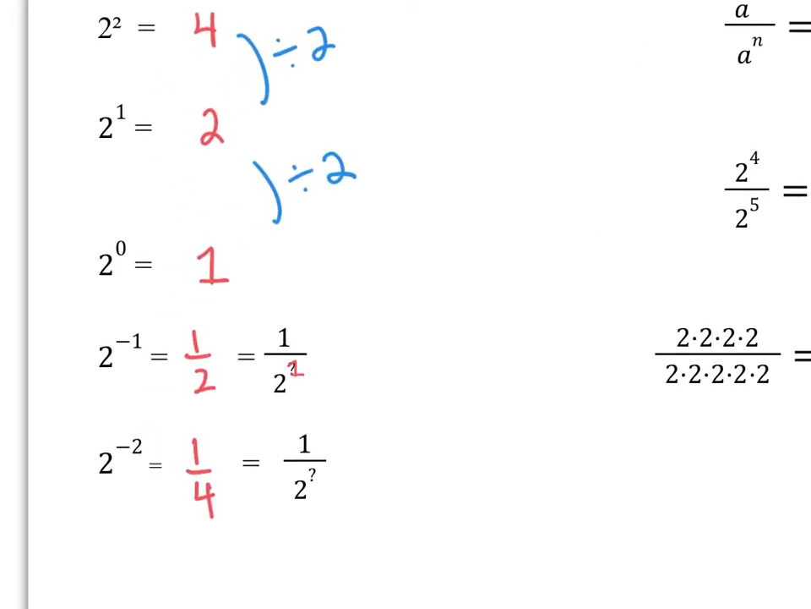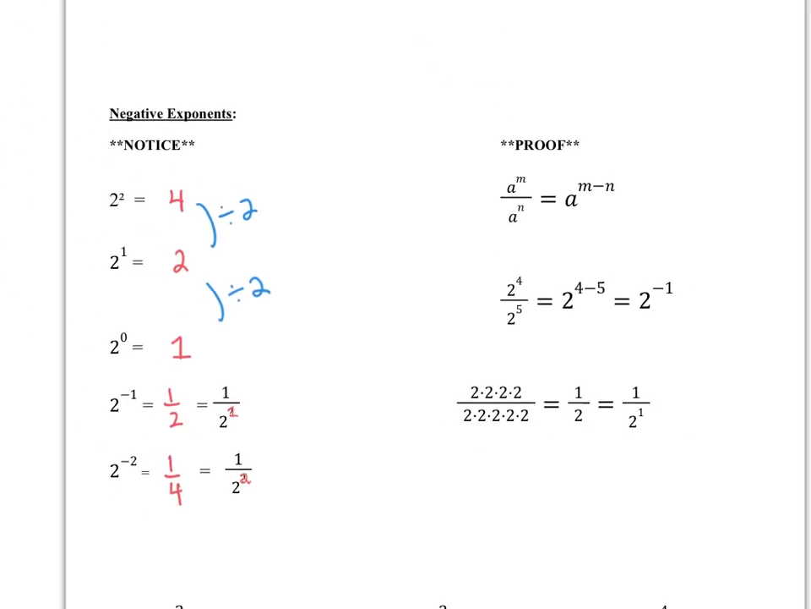And 1 over 4 would be the same as 1 over 2 to the 2nd power, because 2 times 2 is 4. So what I can see here is that I've got a negative exponent that became positive when it ended up in the denominator. Let's look at this one more way.